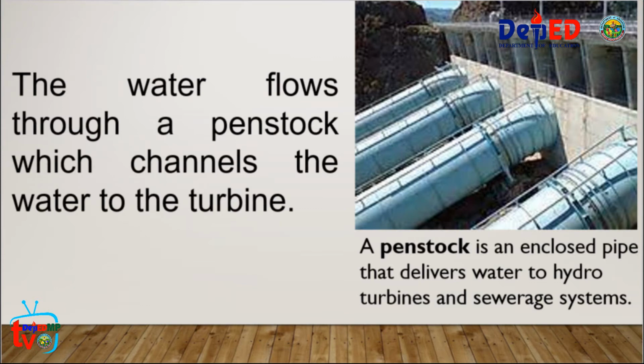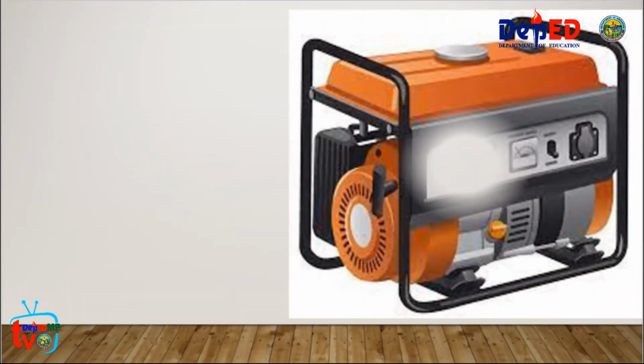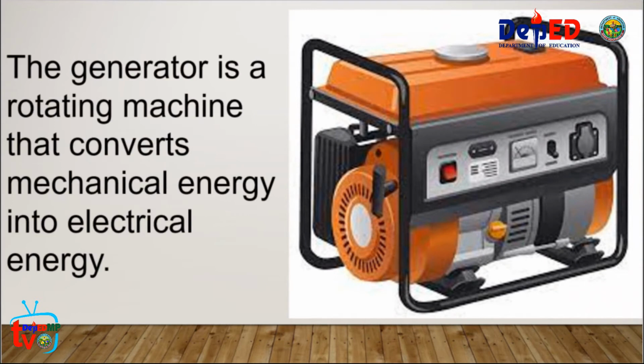The water flows through a penstock which channels the water to the turbine. The turbine is a mechanical device that converts water's kinetic energy into mechanical energy, which in turn drives the generator. The generator is a rotating machine that converts mechanical energy into electrical energy.